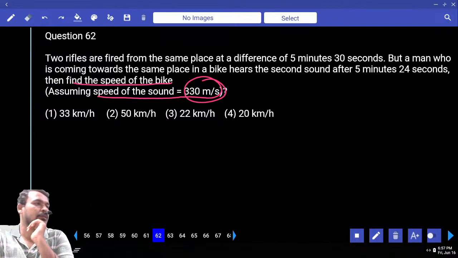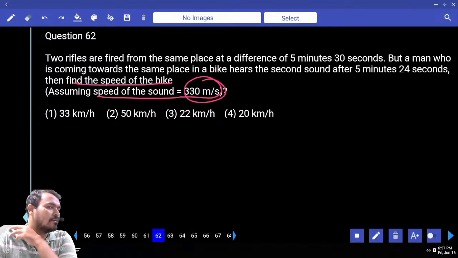Two rifles are fired, means they released sound. Sound has more speed or less speed? More speed. Compared to the bike, sound speed is more. More speed means time will be lesser, but the distance is the same: bike traveled distance and sound traveled distance are both the same. Write down the point.